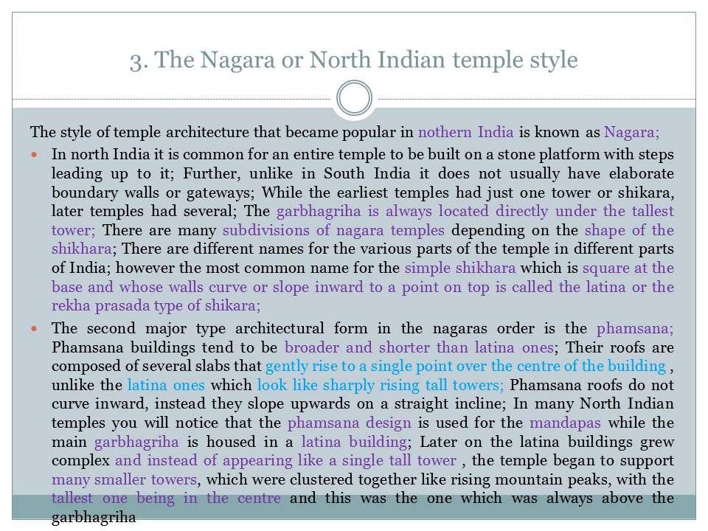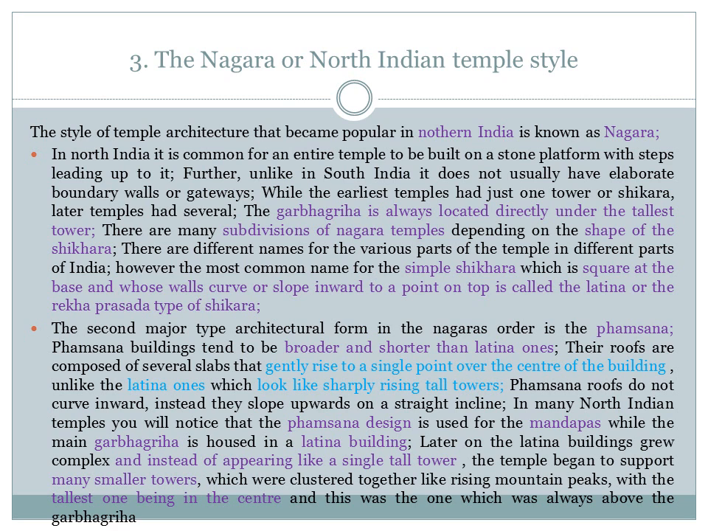The second major type of architectural form in the Nagara order is the Phamsana. Phamsana buildings tend to be broader and shorter than Latina ones. Their roofs are composed of several slabs which gently rise to a single point over the center of the building, unlike the Latina ones, which look like sharply rising tall towers. Phamsana roofs do not curve inward, instead they slope upwards on a straight incline. In many North Indian temples, you will notice that the Phamsana design is used for the mandapas, while the main Garbhagriha is housed in the Latina building.